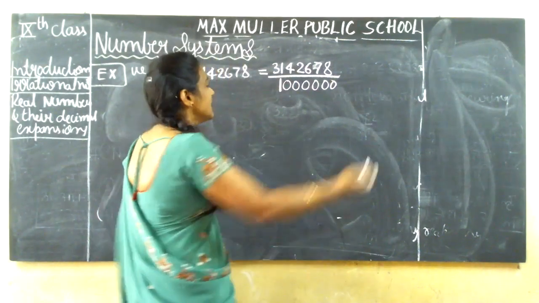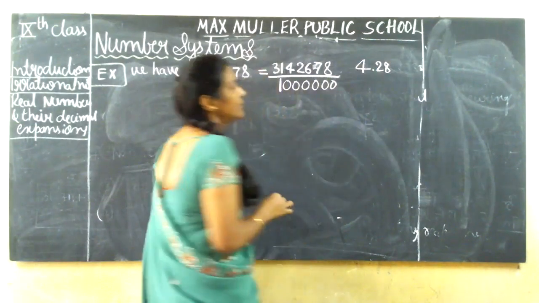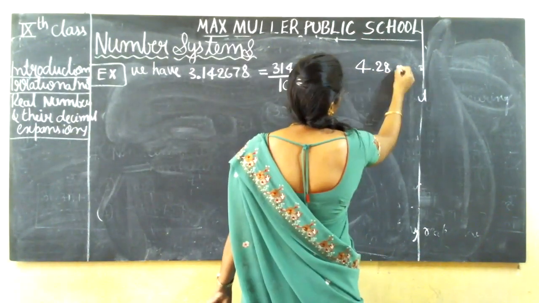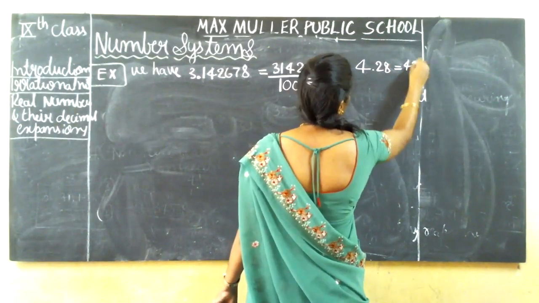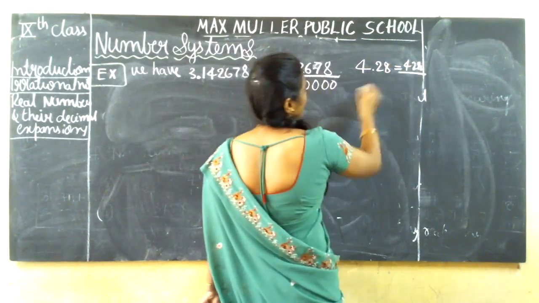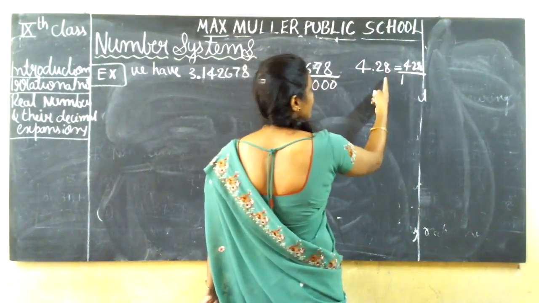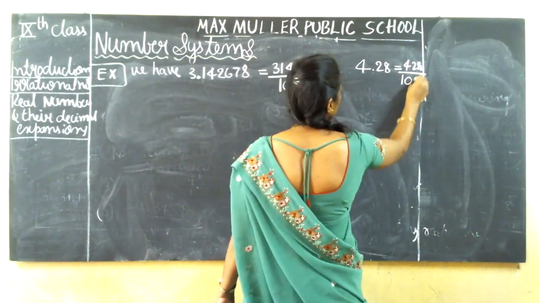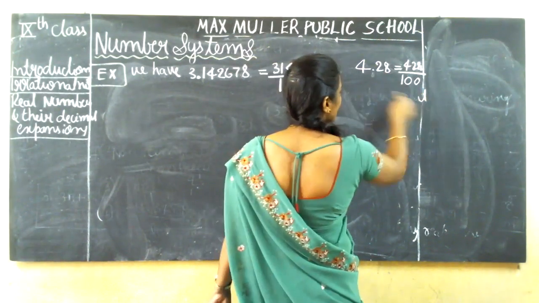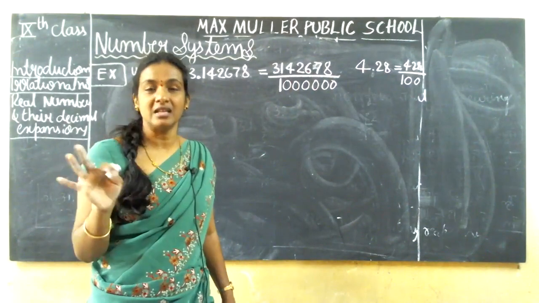I will give you one more example here. 4.28. You have to write this one in the P by Q form. How will you write this one, guys? Write 428. Take out the decimal, and in the decimal place you consider it as a 1. After the decimal, how many numbers are there? 1, 2. So 1 followed by two zeros. Count the numbers after the decimal and write that many zeros. That's it. It's done.